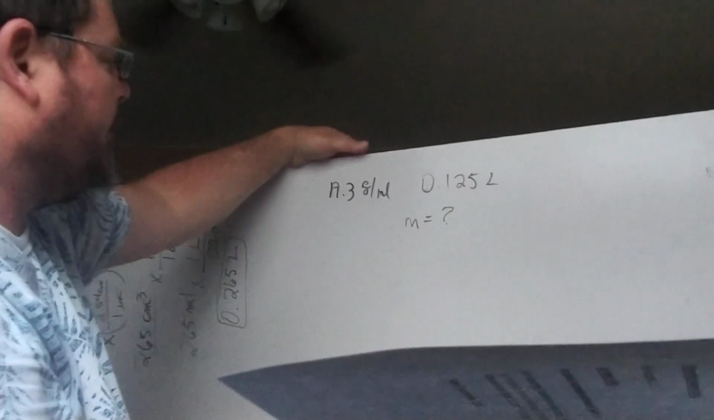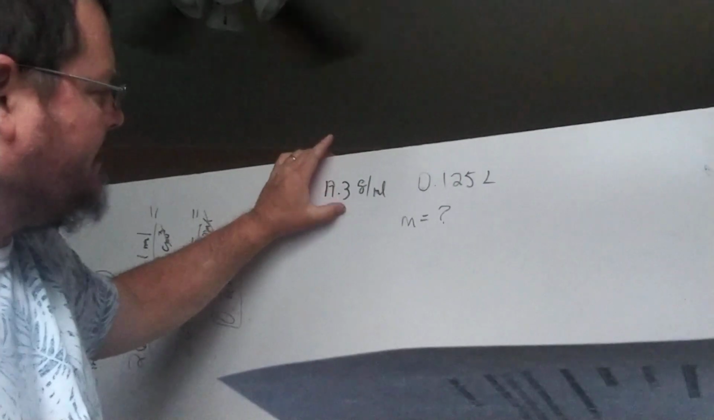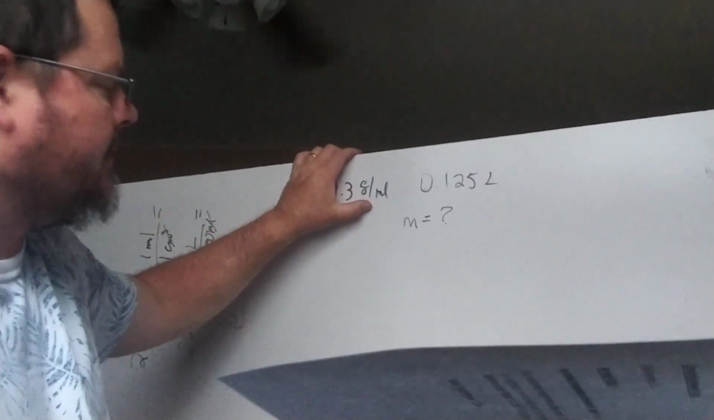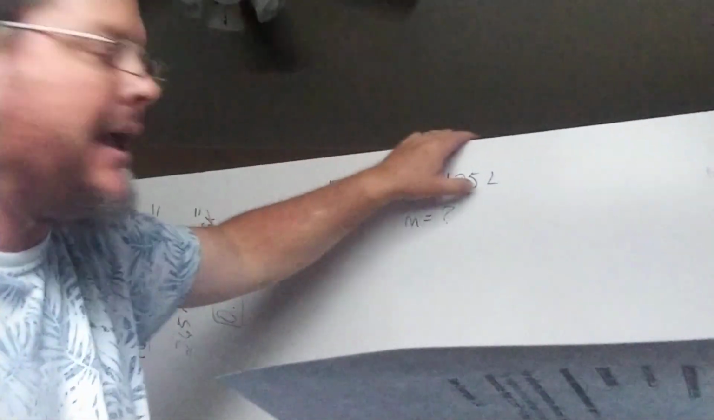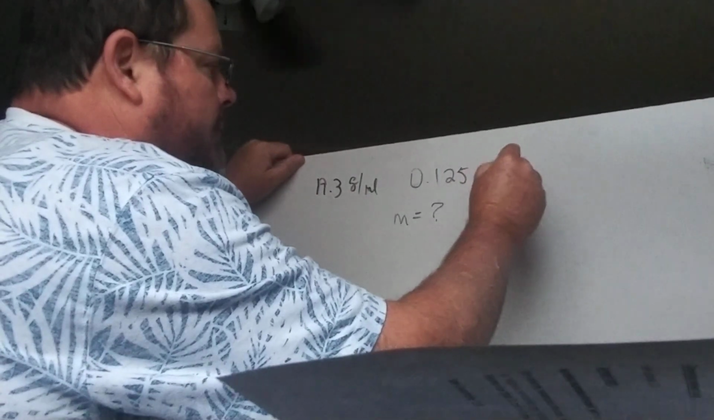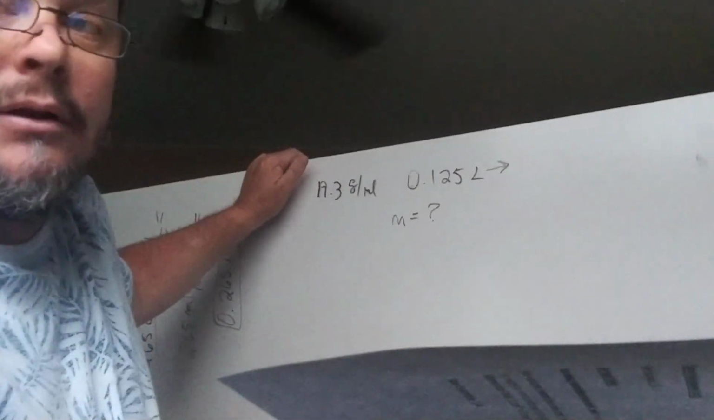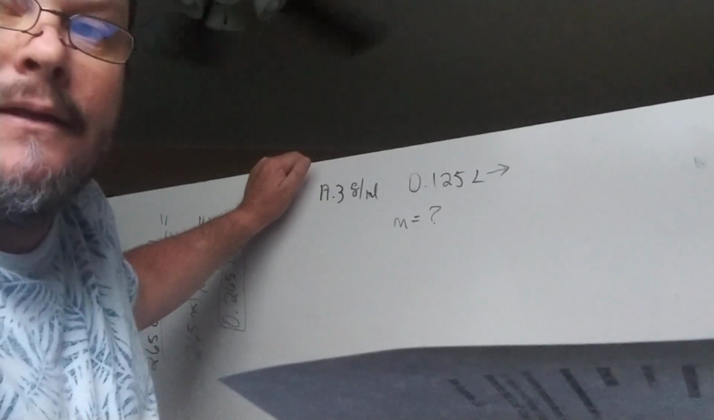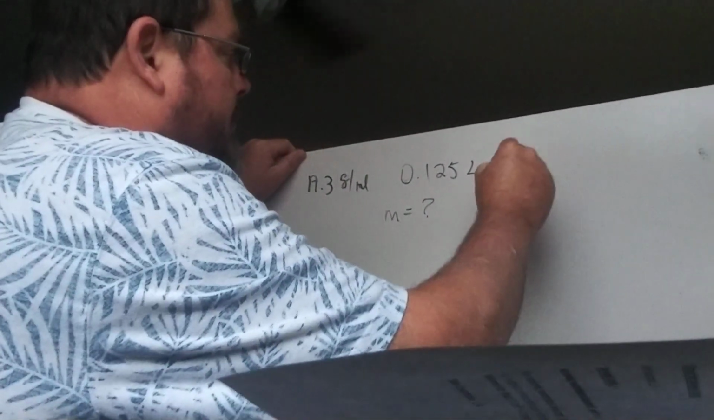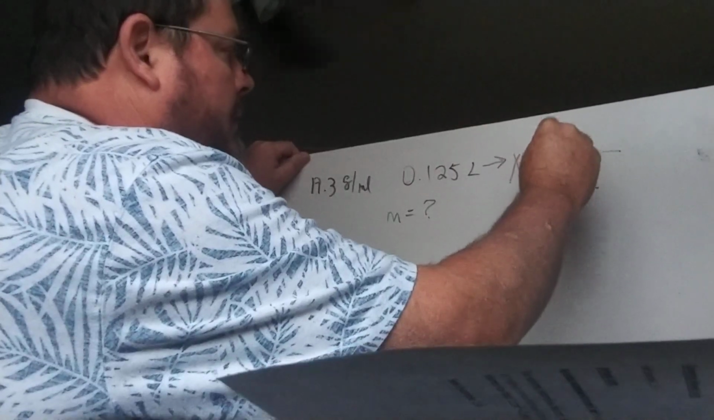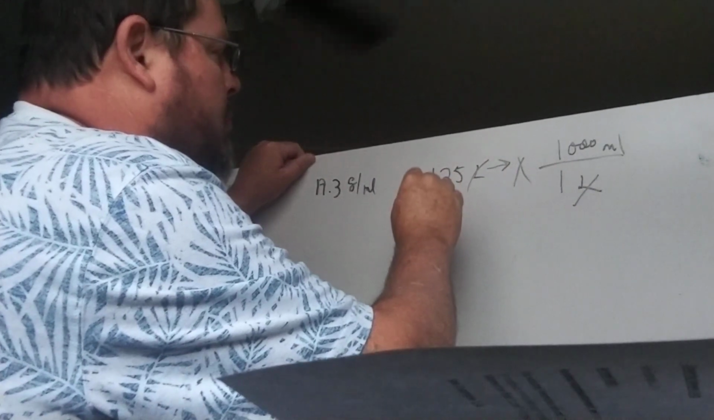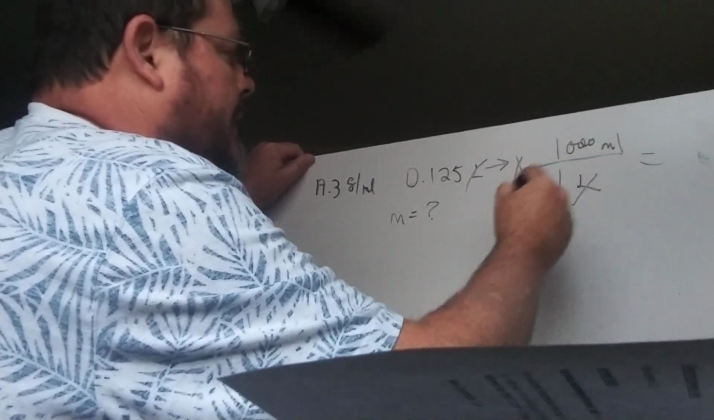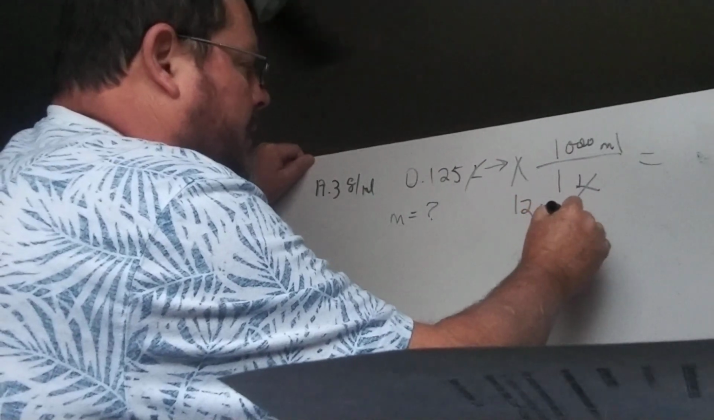Okay? So the first thing I got to do is convert this into milliliters. Why? Because this density measurement is in milliliters, and this is in liters. Those are 2 units that don't get together. You got to compare apples to apples, so you got to convert this. How do I convert this? Well, how many milliliters are in a liter? 1,000. So you set up an equation that says 1 liter is equal to 1,000 milliliters. What happens to my liters? They cancel. What's 0.125 times 1,000? That's 125 milliliters.